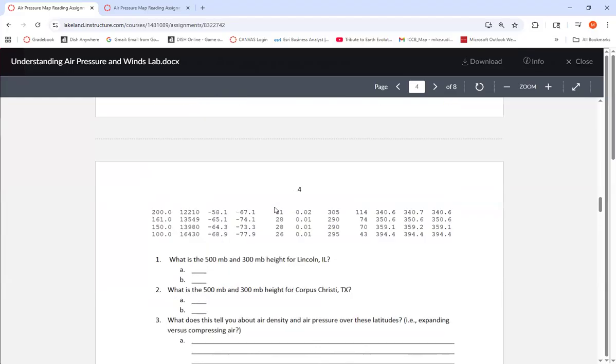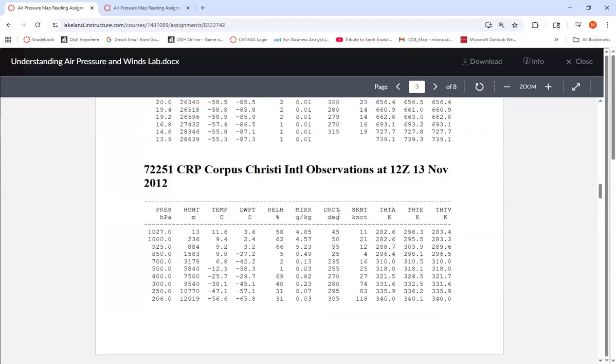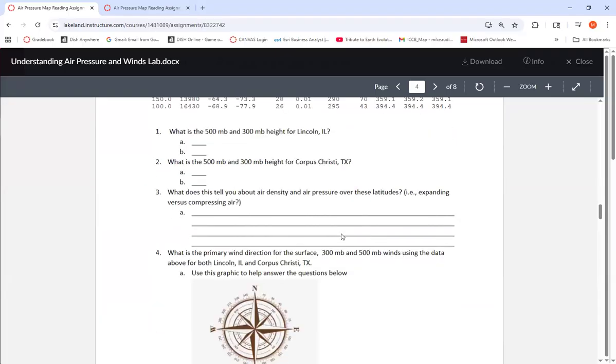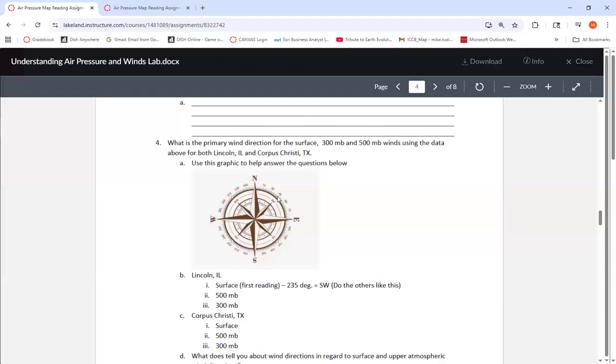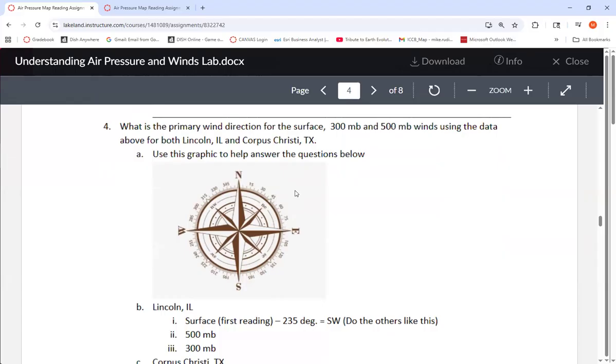Question 4 has you looking at, again, the surface versus the 500 millibar and 300 millibar reading. And you're looking in particular at the direction column. So when you're at the surface in Corpus Christi, that wind direction is 45 degrees. You would put 45 degrees on this chart here, and if you zoom in, that will tell you the direction that the wind is coming from. That's why, if you were doing the surface wind at Lincoln or at Corpus Christi, you have a northeasterly wind.